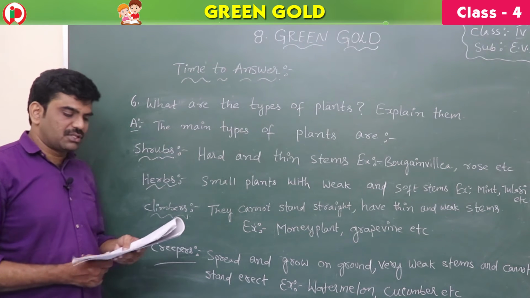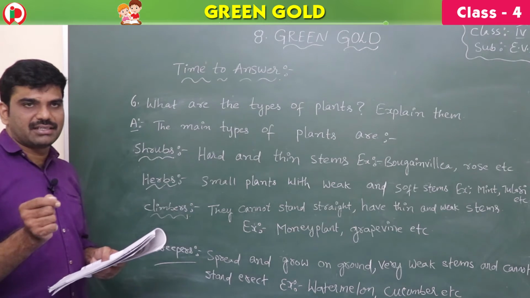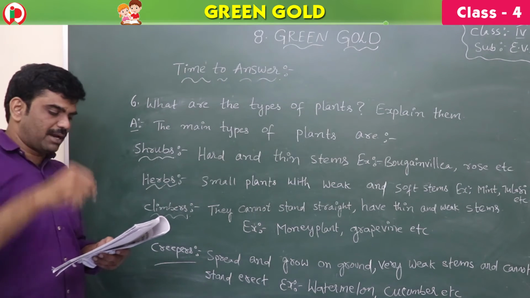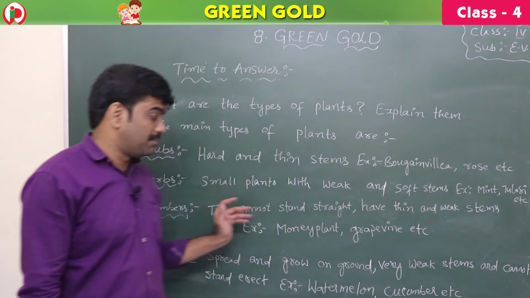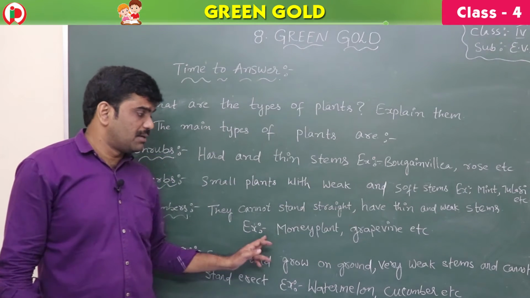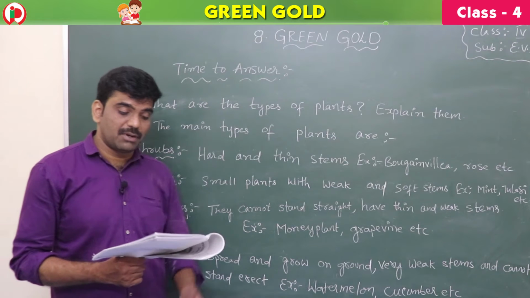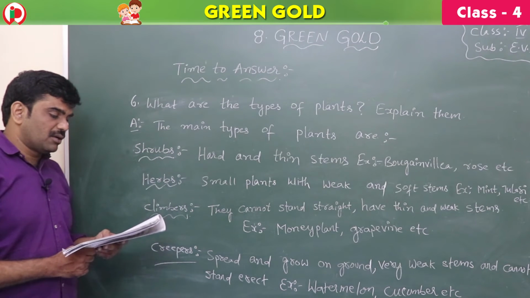Next one is climbers, children. These climbers cannot stand straight. They climb on the wall or to the other plants. They have thin and weak stems. Example, money plant, grapevine. Creepers spread and grow on ground.